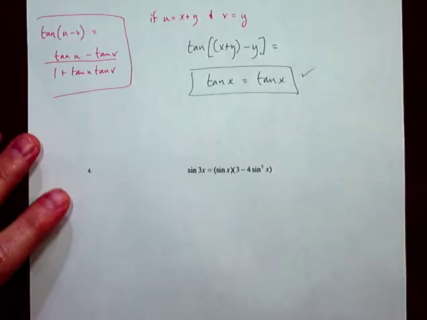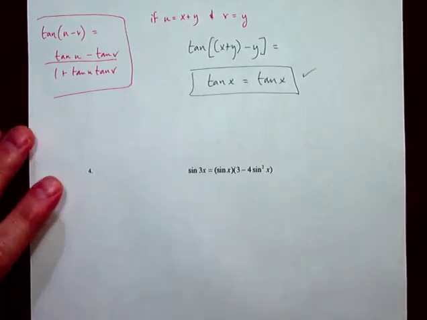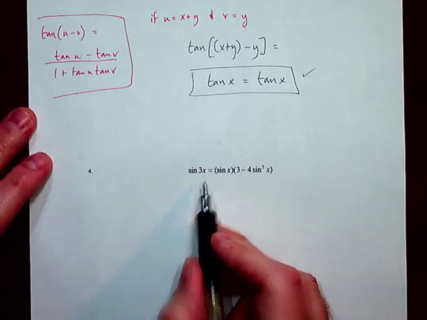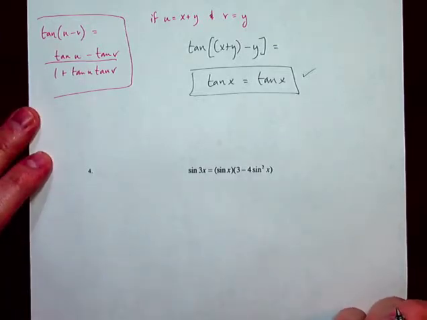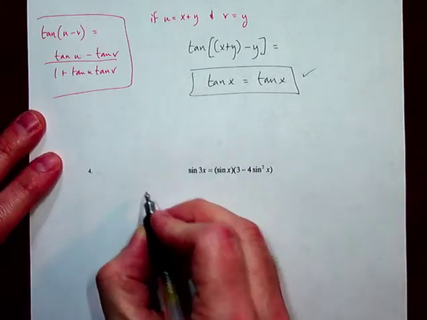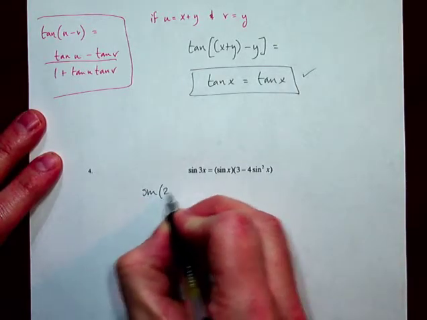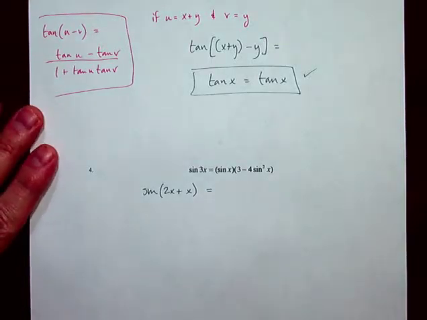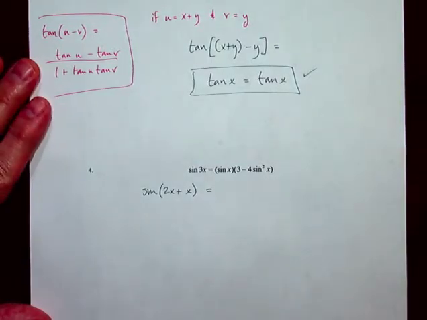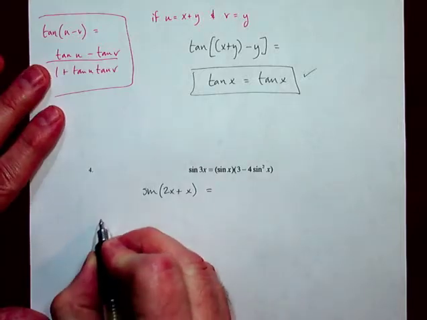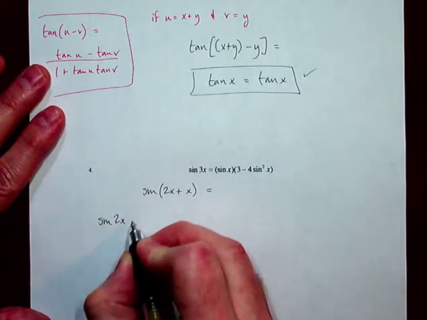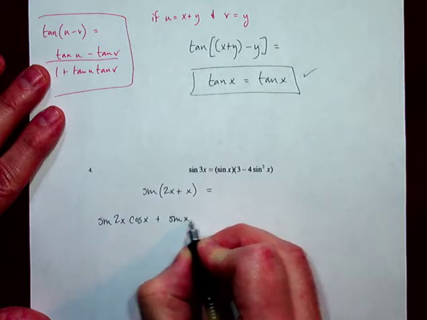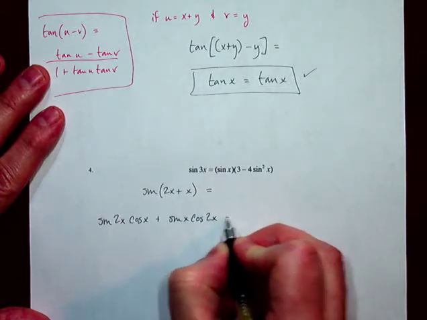All right, let's go ahead and look down here. I recognize that I have sine of 3x. Well, I know I have sine of 2x, but I don't have sine of 3x, so what I need to do is turn this into sine of 2x plus x. And then I can use the sum formula for sine. And I get sine of 2x cosine x plus sine of x cosine of 2x.